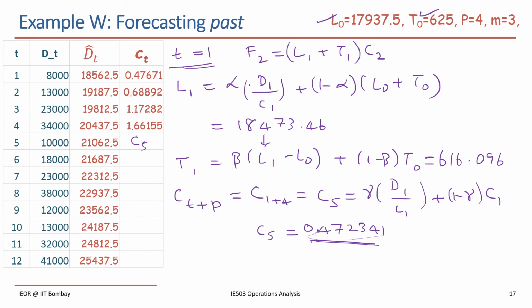We are not done yet. We have not completed the forecasting. So let us do F2, which is nothing but L1 plus T1 into C2. Note that we are multiplying by C2, not C5. C5 is reserved for when we do the forecast for the fifth period; for now we are using only C2, which will come out to be 13151.18. Like this, we can continue the forecasting to obtain the forecast for all the periods up to period 12.